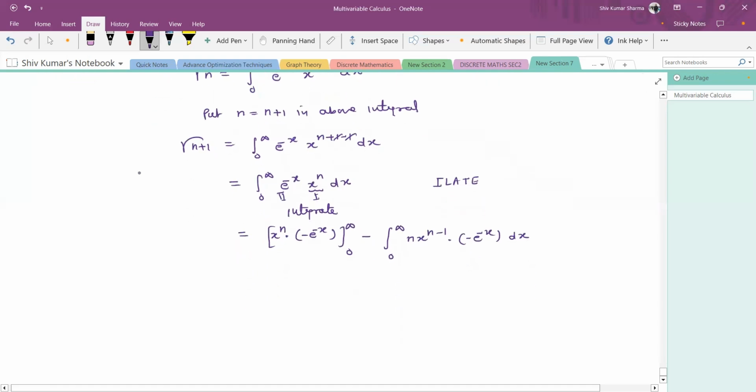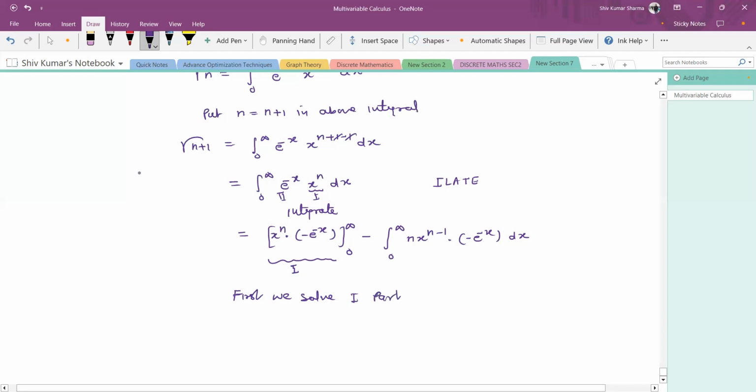Okay. So when we solve this part, when we put x tends to infinity, this gives us infinity into e raised to the power minus infinity, which is 0. So infinity into 0 is an indeterminate form. When we solve this indeterminate form, we make it 0 upon 0. So this is our first part. Before solving this integral, we solve the first part.